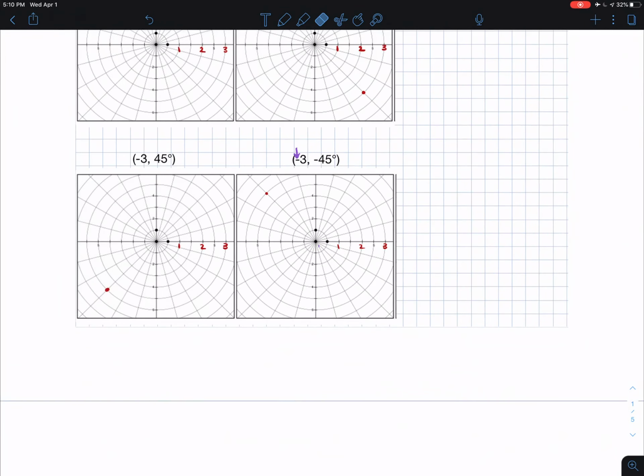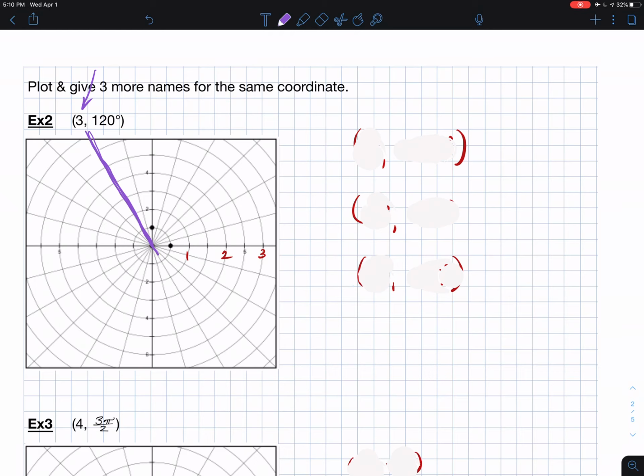We know that we find the spoke first, so the spoke at 120 degrees is going to be this guy. There's my right spoke. And I'm going to stay on that spoke since my radius is positive. Okay, so if I stay on this spoke, I want ring 3 on spoke 120. So let's follow ring 3. We're going to stop at the spoke of 120. And we're going to draw ourselves a little coordinate there.